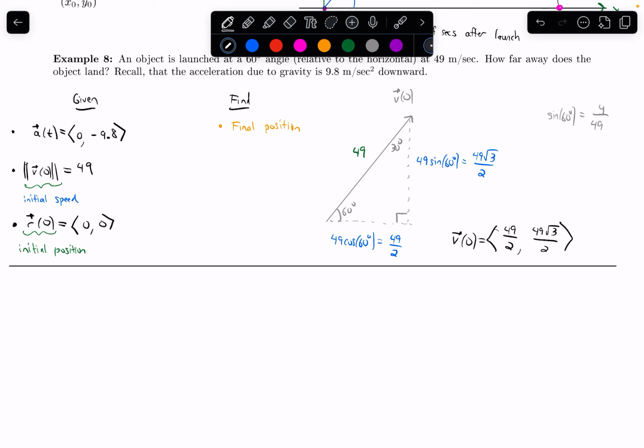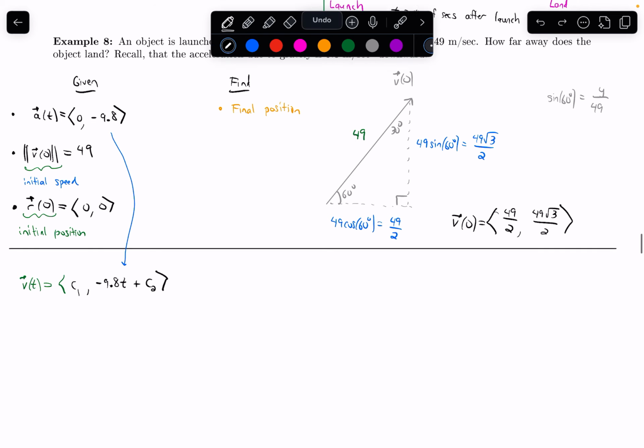Let's do our calculations. So now taking my acceleration, let's do the antiderivative to get velocity. My velocity, well, the antiderivative of 0 is just going to be a constant. So let me call that c1. And then comma, I'll get negative 9.8 t plus a constant, which I'll call c2. So my velocity looks like this. Let's solve for those constants using this initial condition.